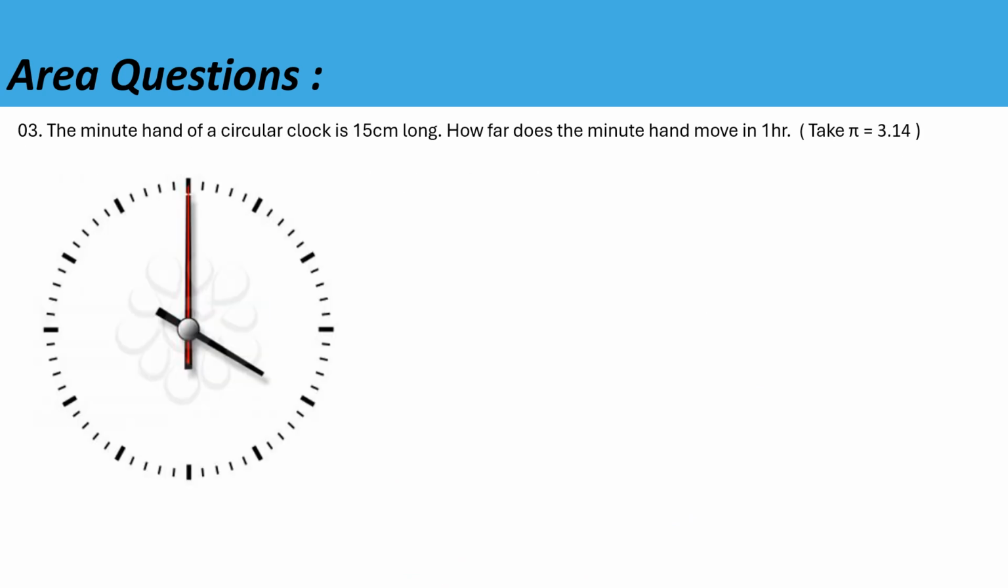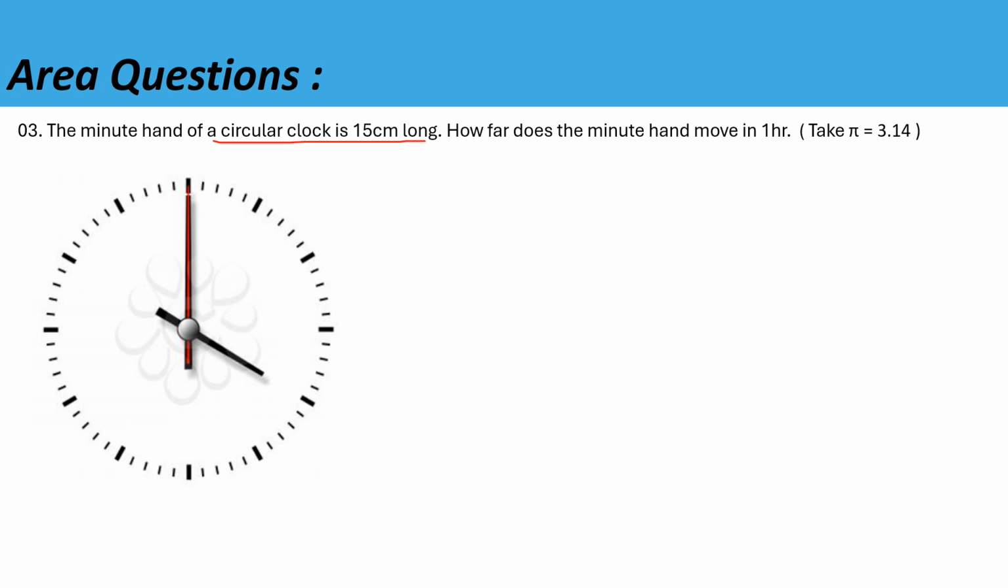The minute hand of a circular clock is 15 centimeters long. How far does the minute hand move in 1 hour? Okay, so now we again have to take pi as 3.14. Now let us start. The distance covered by the tip of the minute hand on the circular disc is equal to the circumference of the circular disc. The minute hand is 15 centimeters long, right? Now we have to find the circumference of the circular disc.